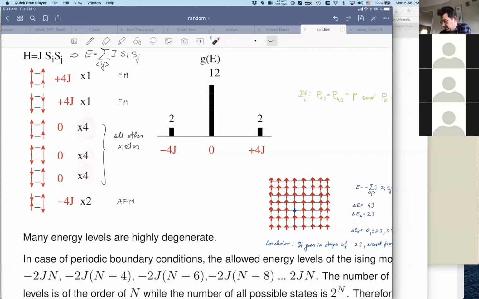This one turns out to be 4 times degenerate. Why? Because, for example, only one spin is down, but you can place it on any possible lattice site. So the degeneracy is 4.